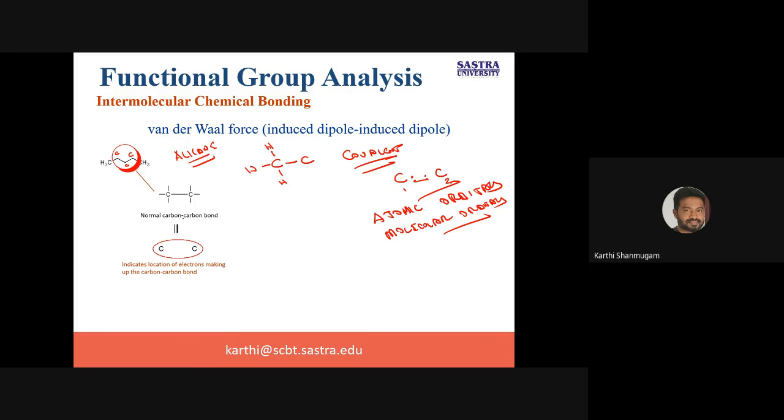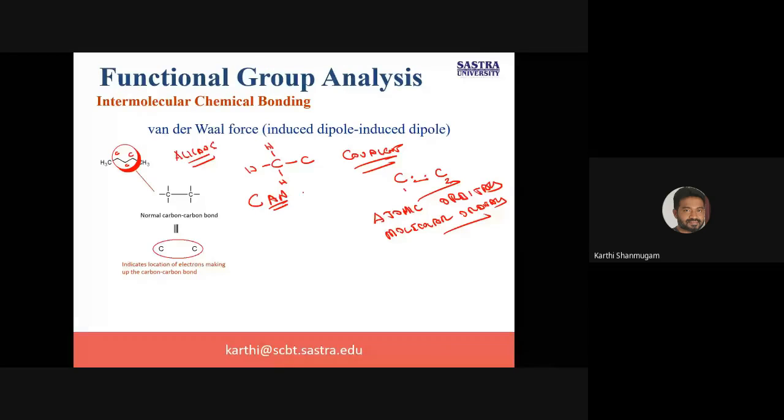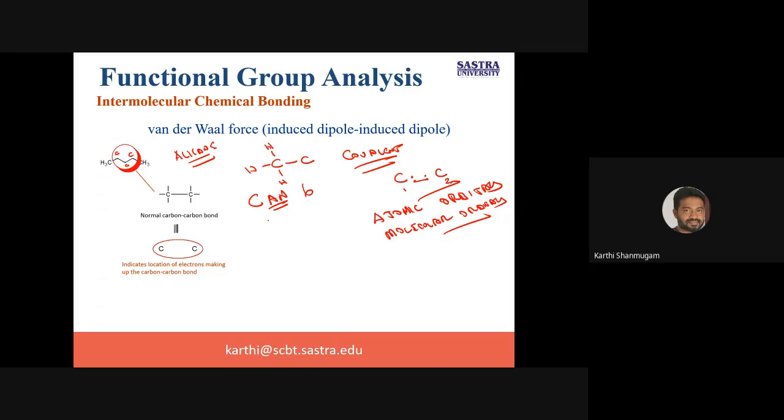So what is the number of electrons in carbon? The atomic number of carbon is 6, right? So how can we write the electronic configuration? 1s2, 2s2, and 2p2, right? 6 electrons. Am I right? So each electron can be present in a different orbital. These 2 electrons will be present in one orbital, and these 4 will be in another orbital, right? So we can say that we have 4 electrons in the outermost shell of carbon.